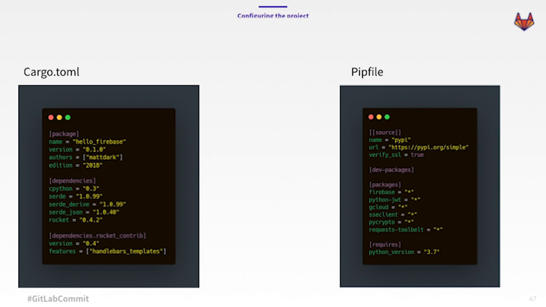And the edition, we have two editions of Rust, the 2015, that are versions before the 1.31 version of Rust, and the 2018, that are the versions from 1.31 to the actual one that is the 1.39. The dependencies that we need for the project are CPython for the Python part, Serde, which is a library that helps us with reading information from files like JSON, and Rocket, which is a web framework for Rust.